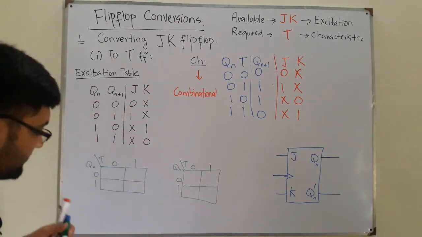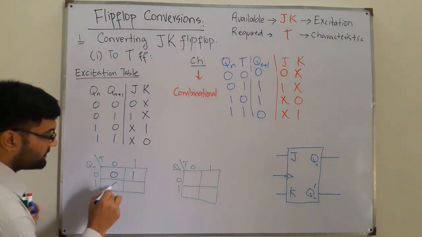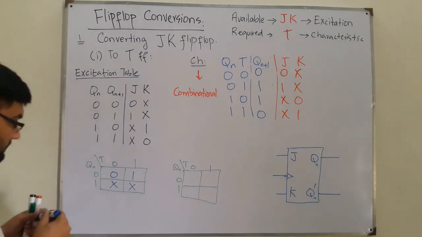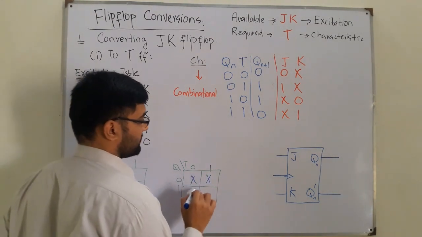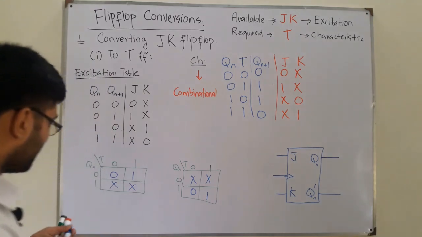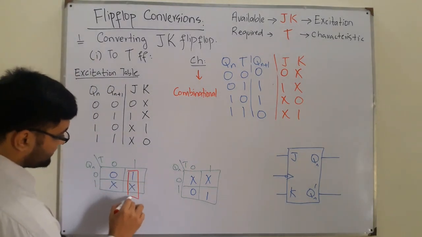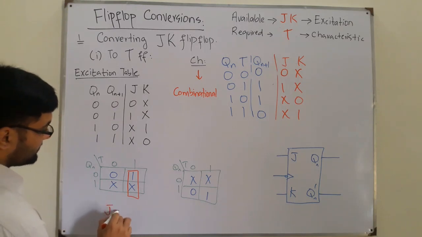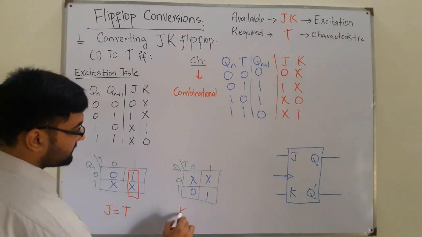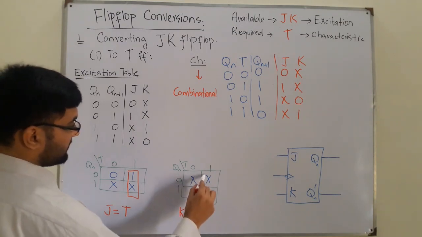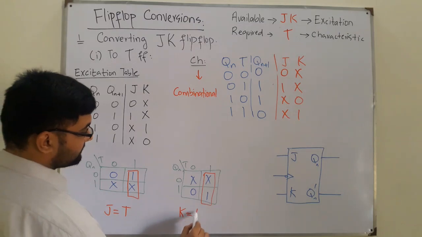Now if you fill it, you have a 0, 1, don't care, don't care. 0, 1, don't care, don't care. And if you fill it for K, you have a don't care, 0, 1. Now you group them, all right? So this is the group over here. This is for J. So J is equal to T directly. And K is again equal to T.